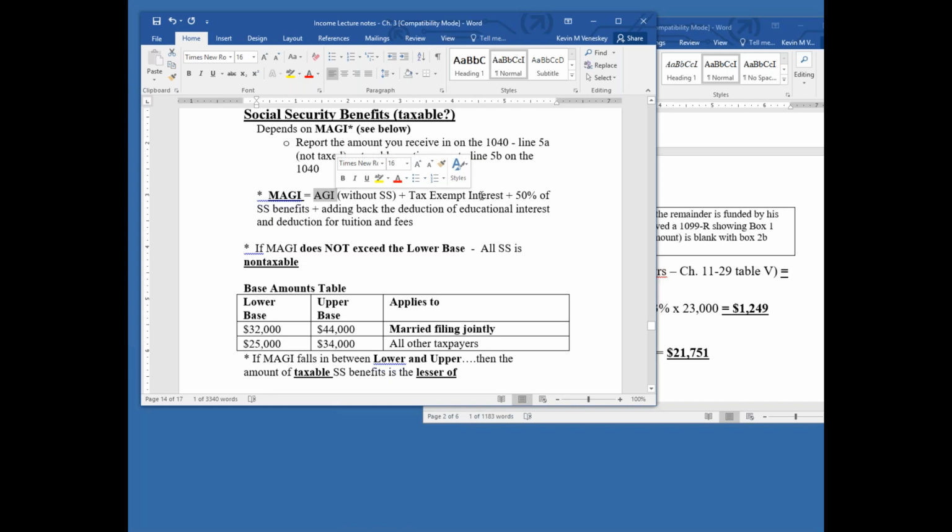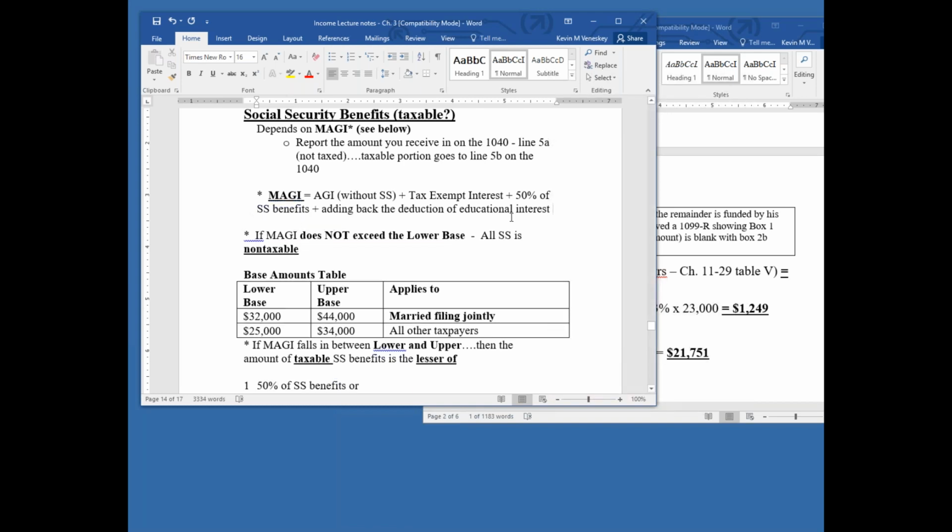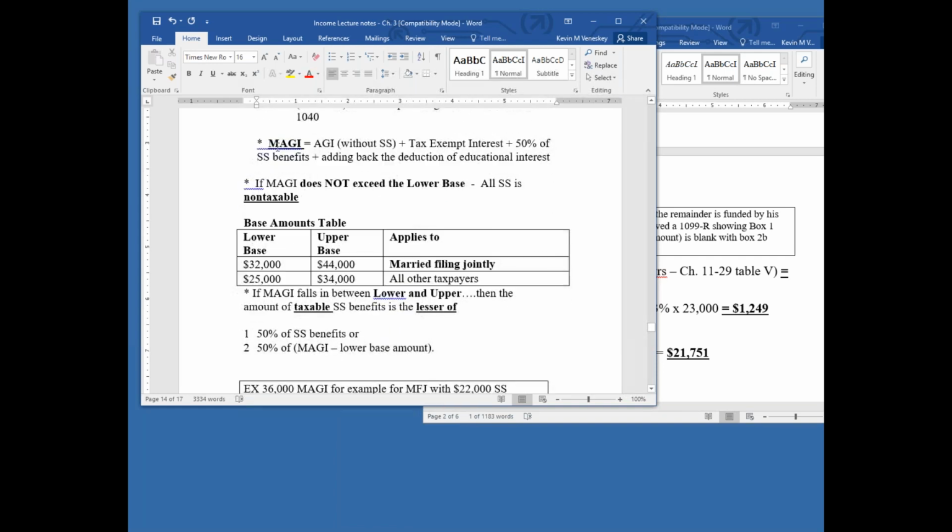That's why you have to put them on there. Remember those municipal bonds in line 2A. Add that in. Add in now 50% of whatever you received in Social Security, and then a couple other items to add back in. This one is now gone. So basically just adding back in the educational interest that you may have deducted. When you get to that amount, that will be your modified adjusted gross income.